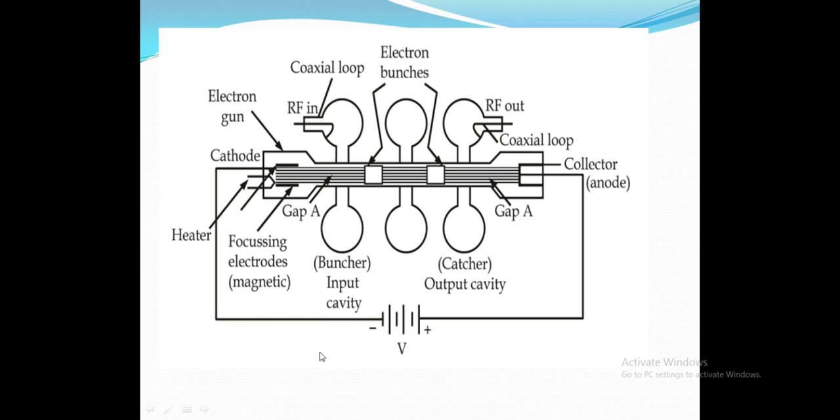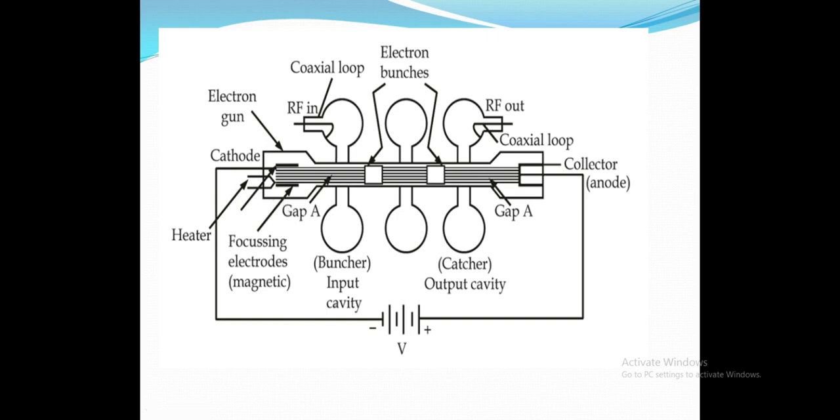See here, this arrow mark shows the electron gun, which is composed of a heater and cathode. After the electron gun, we have two focusing electrodes.